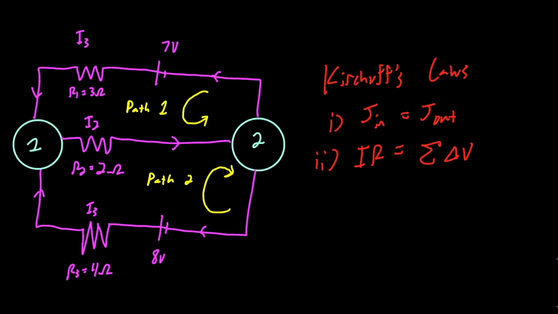So if we were to apply the first rule of Kirchhoff's law to the circuit, what do you notice? Well, for one, I1 is following the path of path 1, and I3 happens to be following path 2. Where exactly do they converge? And if you say they converge at I2, you'd be correct. Therefore, mathematically, I1 plus I3 is equal to I2.